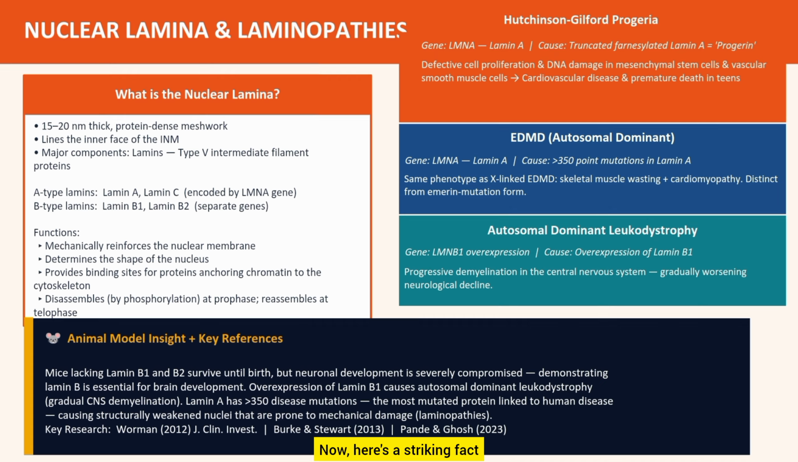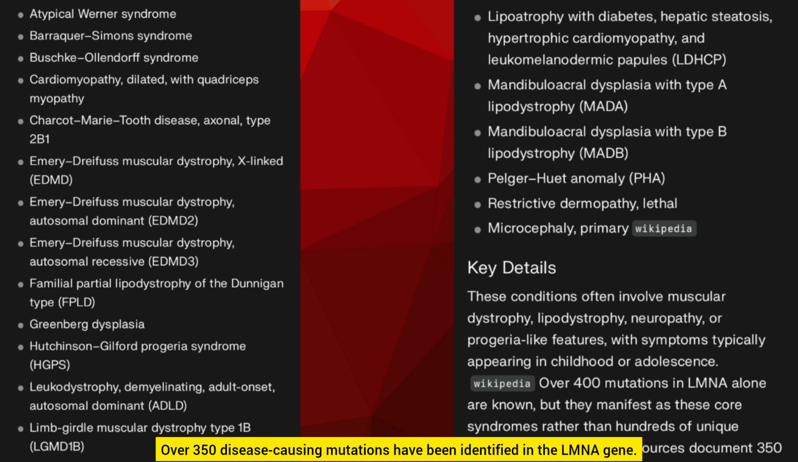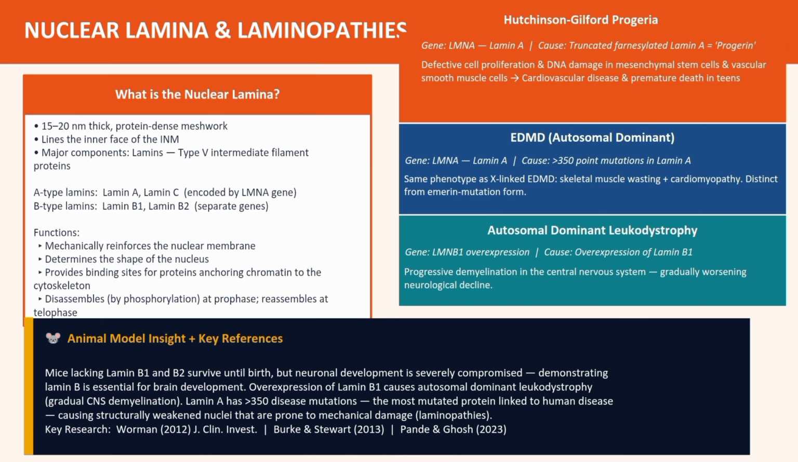Now, here's a striking fact. Lamin A is the most mutated protein linked to human disease. Over 350 disease-causing mutations have been identified in the LMNA gene. These diseases are collectively called laminopathies. Let's look at the major ones.